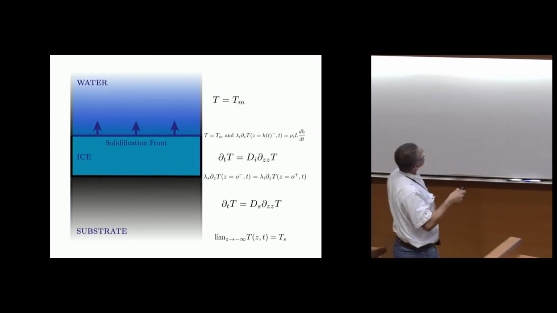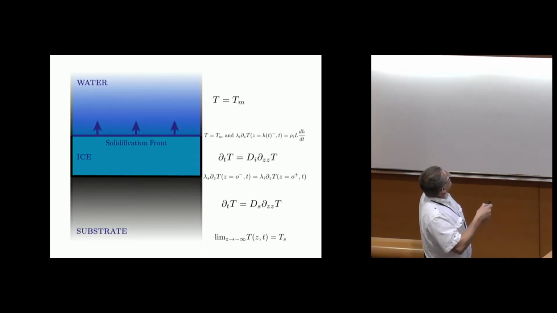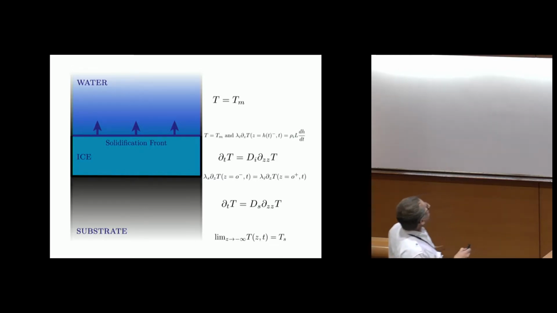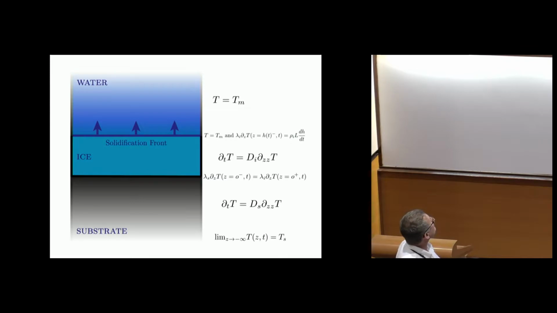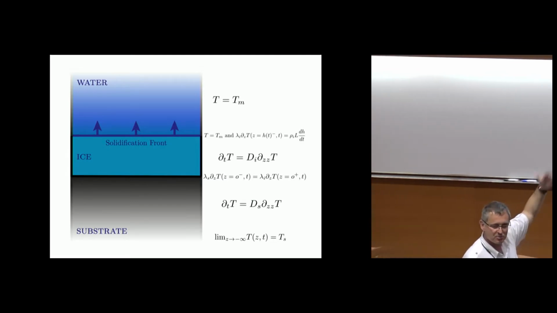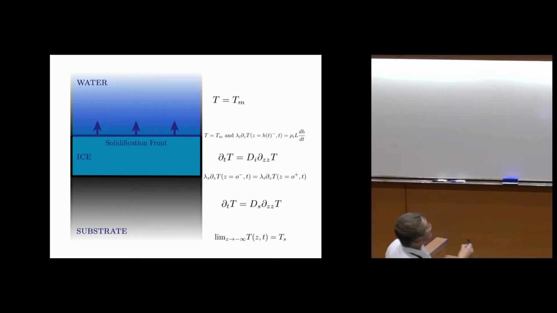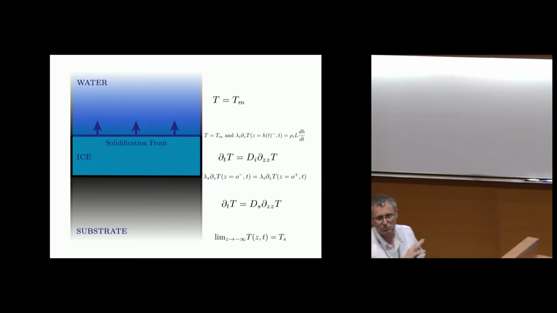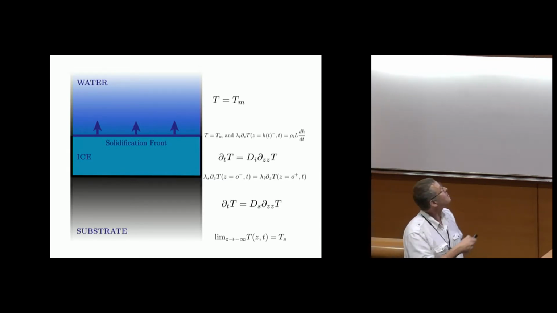So basically, we have the substrate, the ice, and the water. What are the equations we want to solve? As I said, I will simplify my problem a little more by not considering the heat transfer in the water. I will suppose that the water very rapidly reaches 0 degrees, the melting temperature, and I will neglect the heat transfer in the water. It would not be difficult to take into account, but it simplifies my calculation, which is already not so easy.